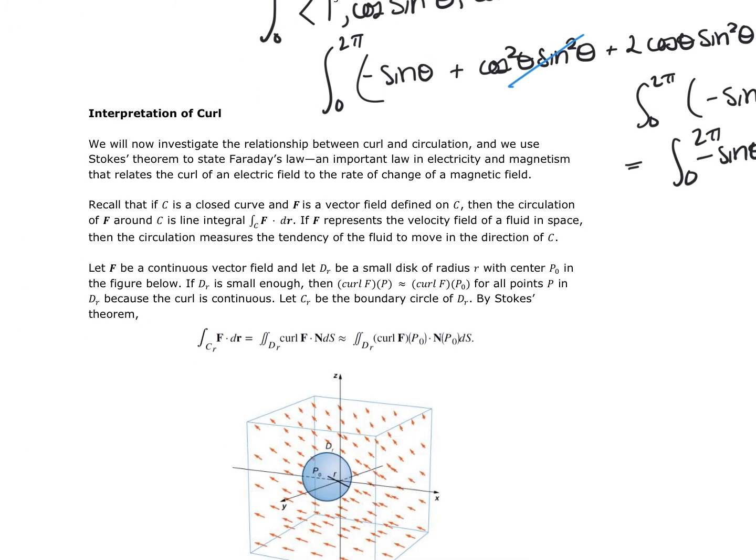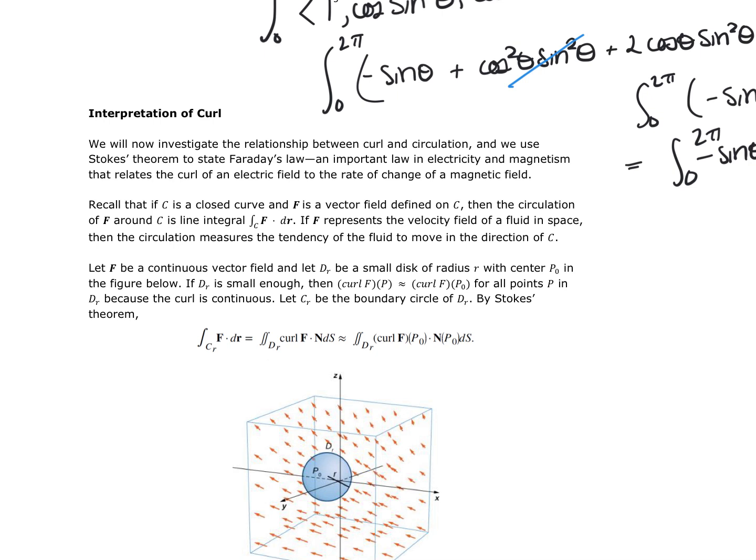We can interpret the curl as a relationship between curl and circulation, as in Faraday's law. It's really important for my electrical engineers out there, and the magnetism that creates the curl of the electric field. This can also be applicable to my chemistry majors. Recall if C is a closed curve and F is a vector field defined on C, then the circulation of F around C is a line integral. If F represents the velocity of a fluid in space, the circulation measures the tendency of the fluid to move in the direction of C.